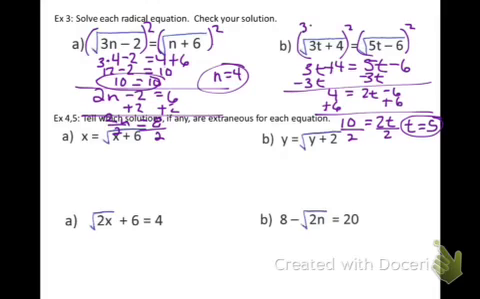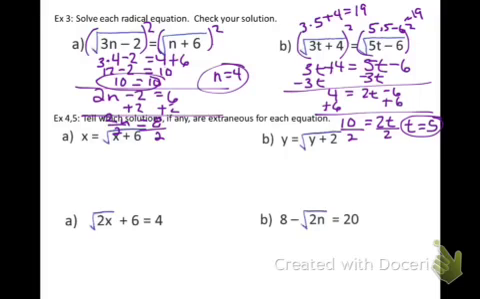So 3 times 5 plus 4 equals 19. 5 times 5 minus 6 equals 25 minus 6, which is 19. Yes, 19 equals 19. That works.